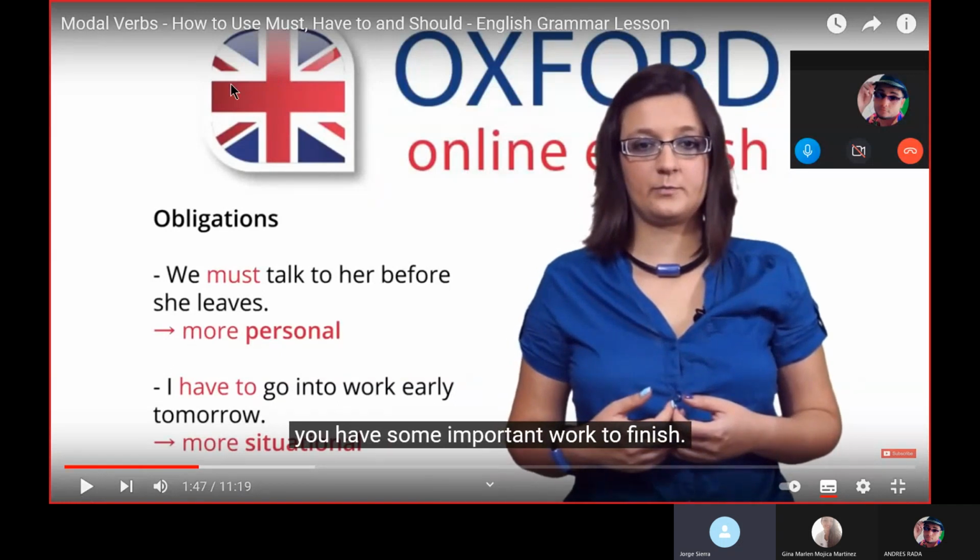Okay. ¿Notan la diferencia? La pequeña diferencia que hay entre el must y el have to. Gina y Andrés. Yes, teacher. Must es como para una obligación personal y have to como para una obligación en una situación como dada, externa, digámoslo así, como dependiendo de una circunstancia. Ok, perfecto. Perfecto.